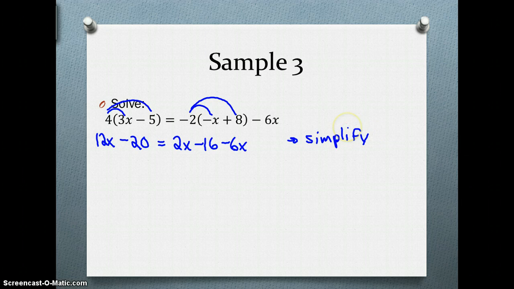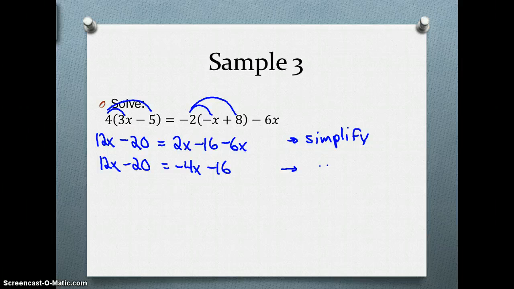We're just going to call that simplify. We're actually going to have one more simplify step. I'm not going to do anything with the left side. 12x minus 20 stays there. We can combine the 2x and the negative 6x. Now they're on the same side. So I'm going to do 2 minus 6, which will give me negative 4x minus 16. Some of you may want to do that as 2 plus negative 6. Same thing, you'll still get negative 4x there. So that's again a simplify.